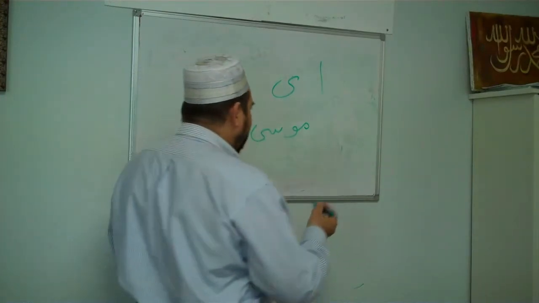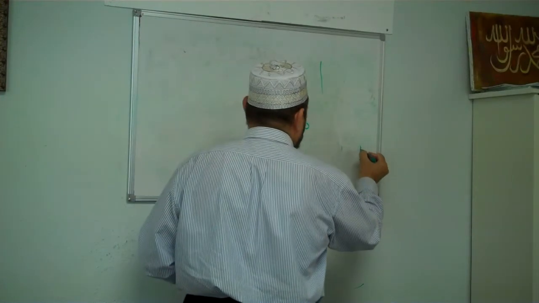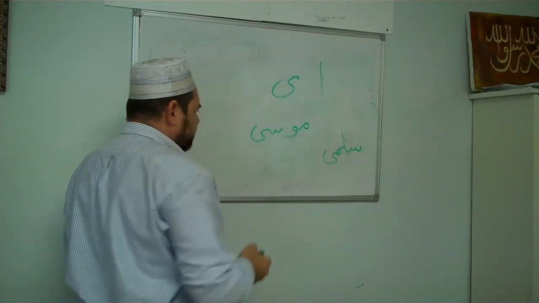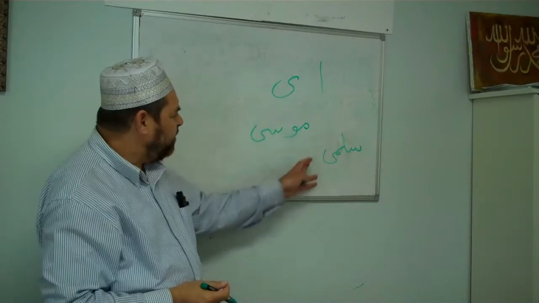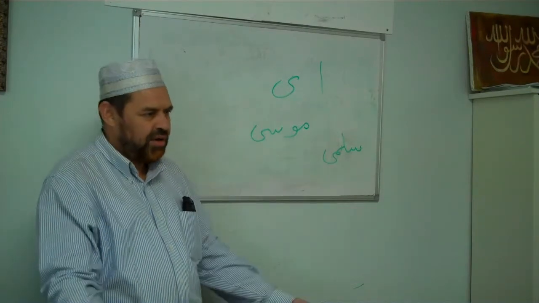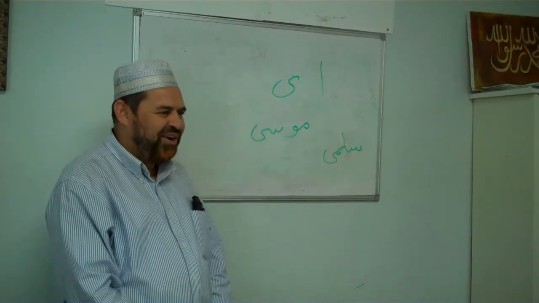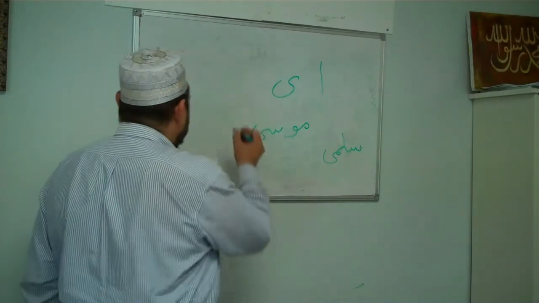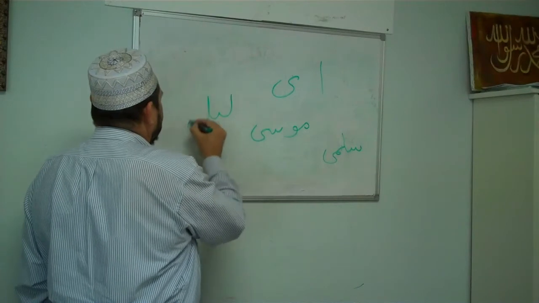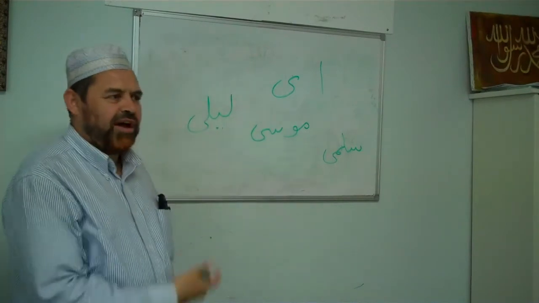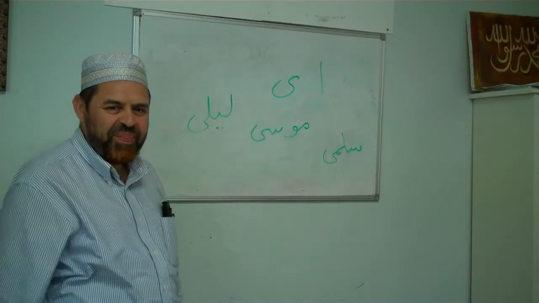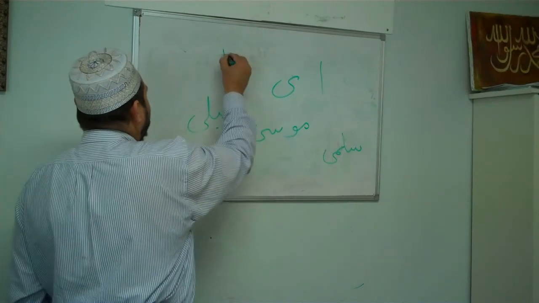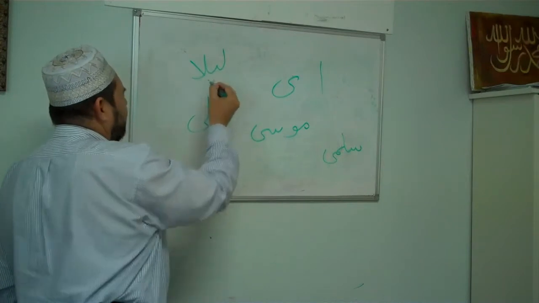There are several names where we do not put this alif, the short alif. Like read this name, Salma. You don't say Salmi, right? You don't pronounce it that way. It's Salma. Another name, read it. Layla. By the pronunciation, it should be written with alif.